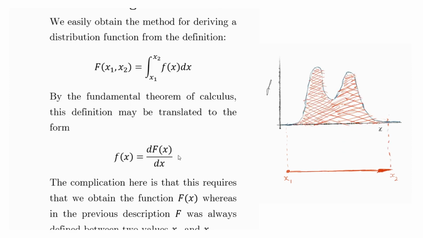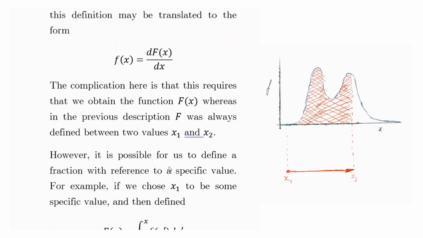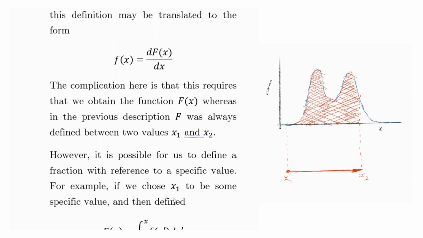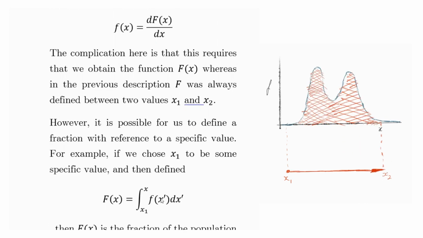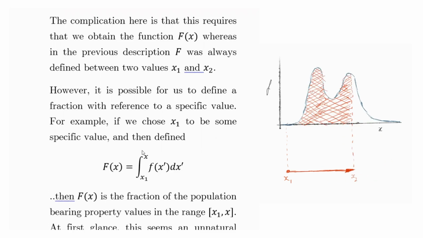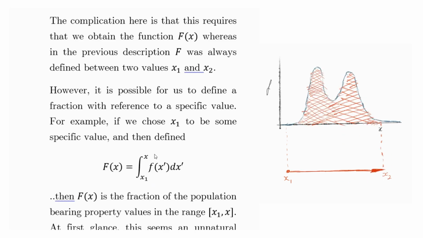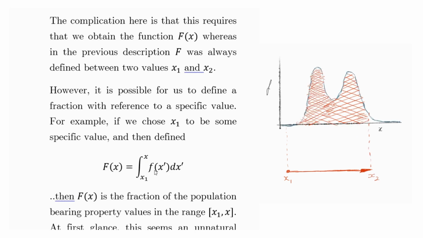Well, in this case, there is a kind of hidden x1 and x2. So if we define the fraction to be obtained with reference to a specific value, so if, for example, we choose x1 to be some specific number, then we could say we will define x to be the value at the other end. So here we are integrating between x1 and x. So our distribution function is being integrated between x1 and x. So we are integrating over a range still. So we are not violating what we said last time.